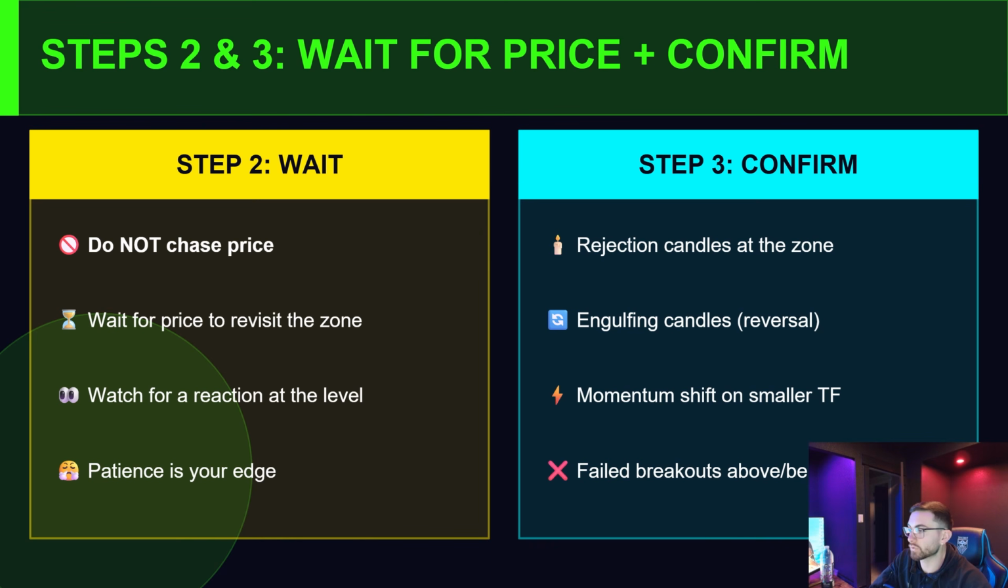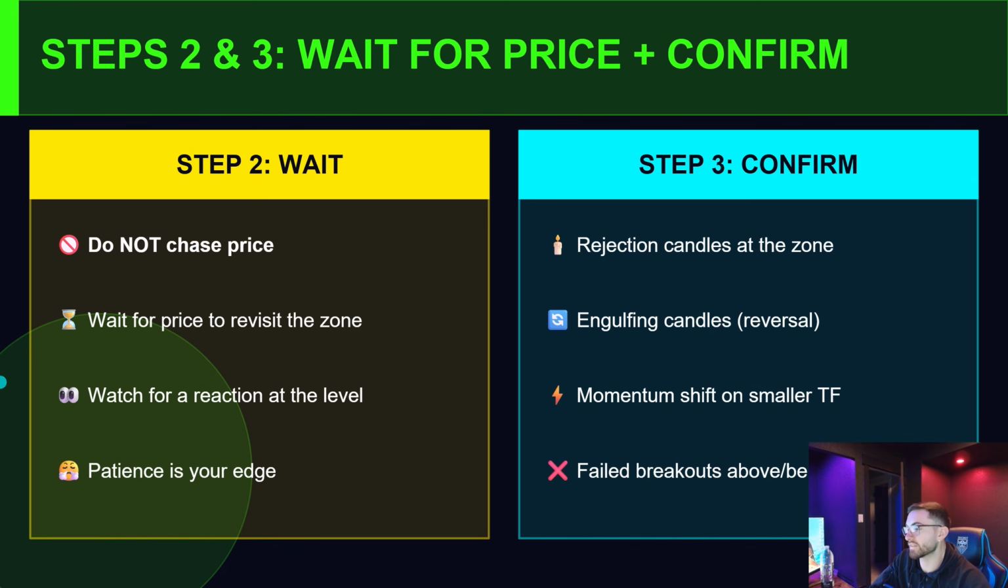Once price enters a supply zone or a demand zone, I'm looking for confirmation. This is where price action comes in. Strong rejection candles if we're going up to a supply. Strong bounce candles if we're going down to a demand. Engulfing candles off of these levels, so whether they're bullish or bearish engulfing. Sharp momentum shifts, or failed breakouts at these key levels.